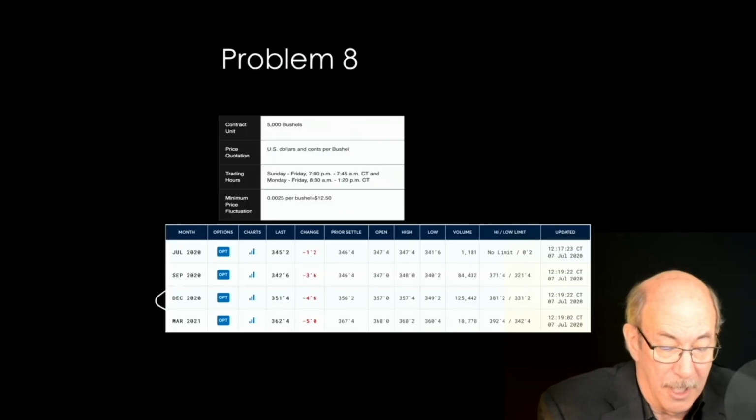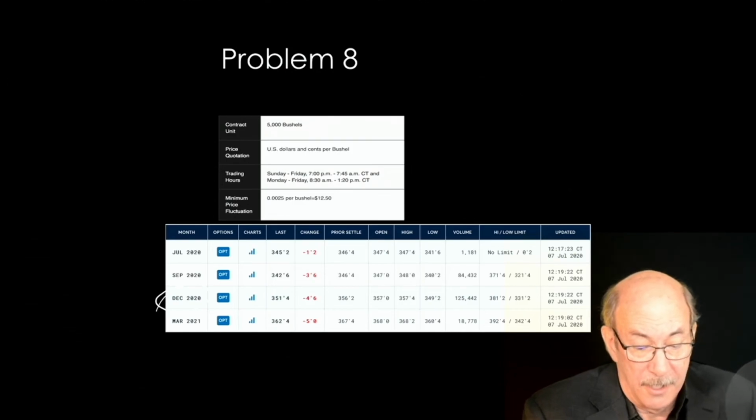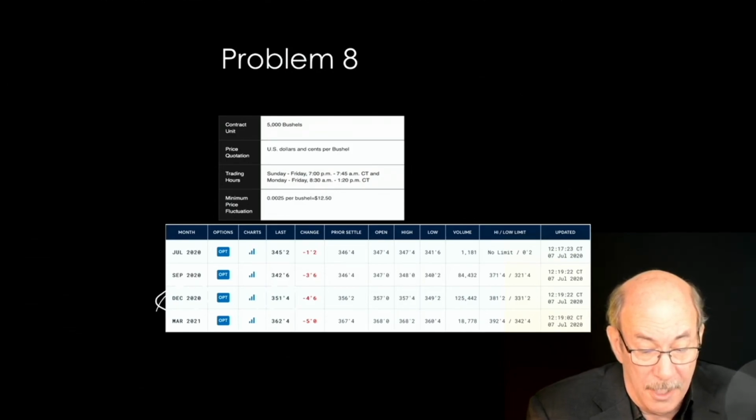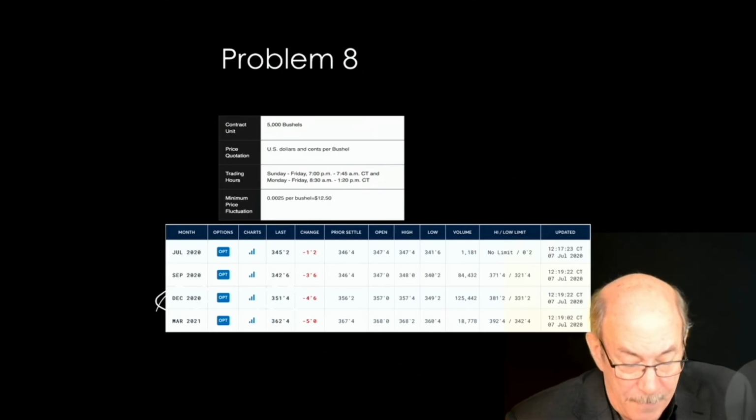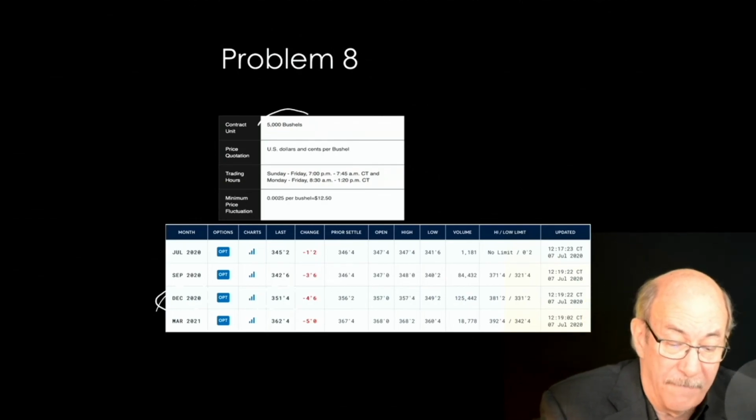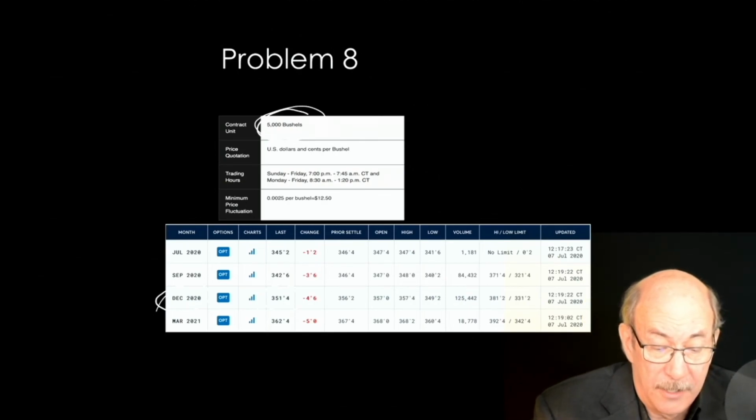All right, so here we are, our December contract. It currently is selling at $3.515. So that's the 351 apostrophe 4. That's 4/8 of a penny. There are 5,000 bushels in the contract.